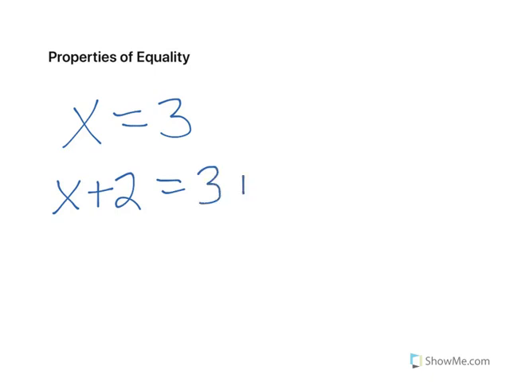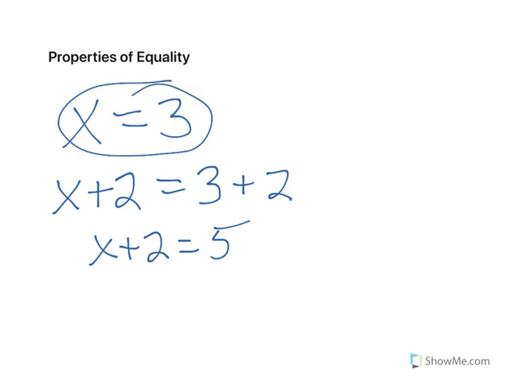Basically, the property of equality says whatever I do to one side of an equation, I have to do to the other side of the equation. So let's just take a simple equation. x is equal to 3. Now, if I add 2 to the left side, so x plus 2, it's the same as 3 plus 2. So we know that now x plus 2 is equal to 5, which makes sense, because if x is equal to 3, then x plus 2, which would be 3 plus 2, is equal to 5.